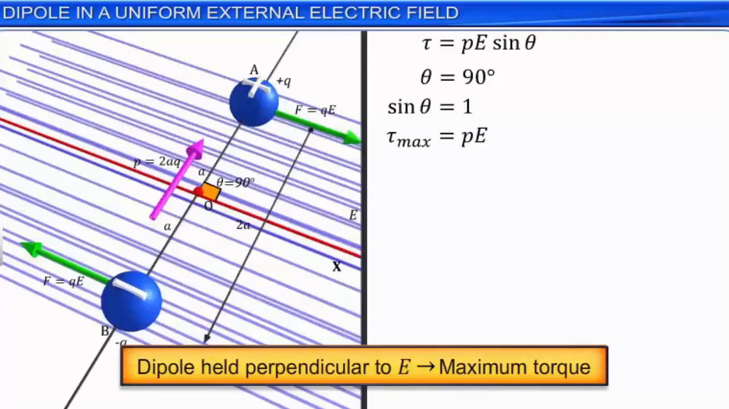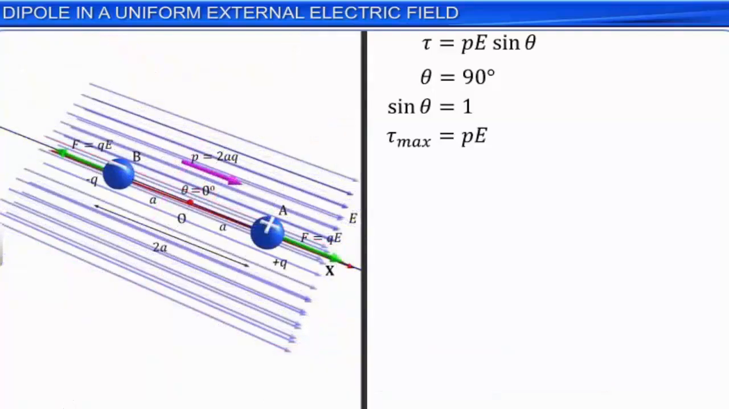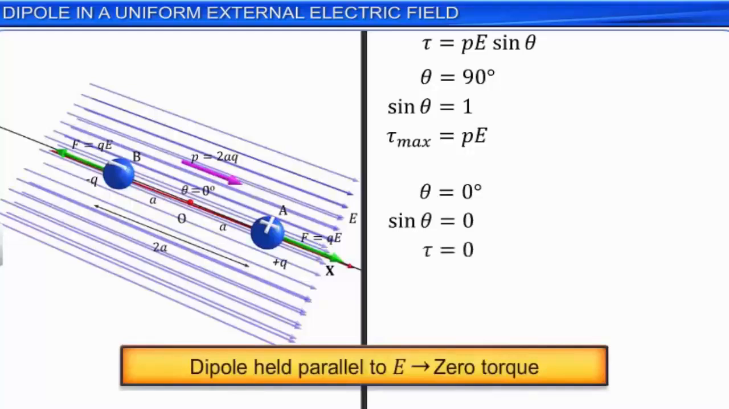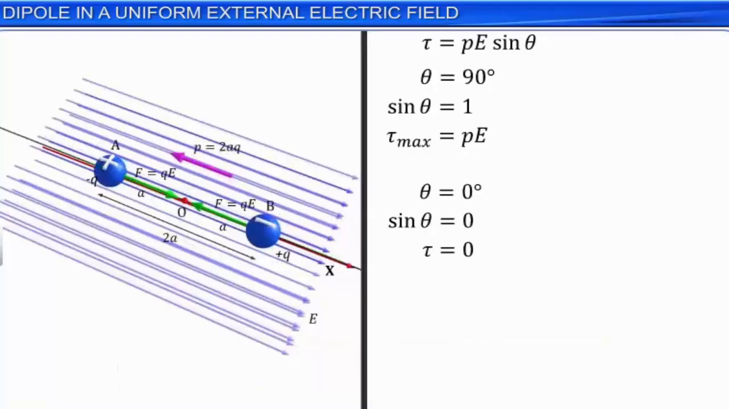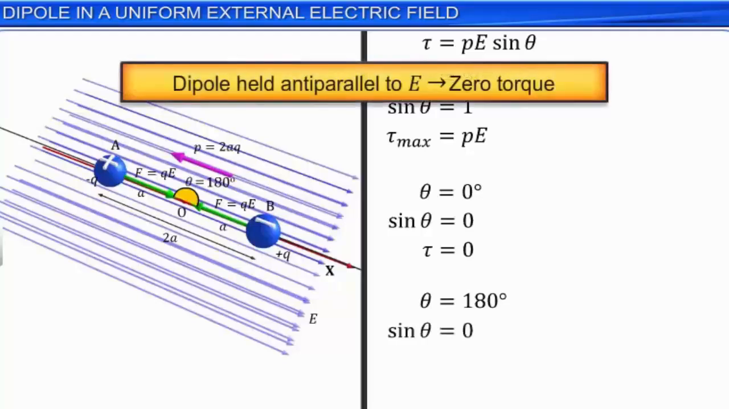When the dipole is placed such that its axis AB is parallel to the external electric field, then the angle theta is equal to 0 and sin theta is 0, and hence the torque on the dipole is equal to 0. When the dipole is placed such that its axis AB is antiparallel to the external electric field, then the angle theta is equal to 180 degrees and sin theta is 0, and hence in this position also the torque on the dipole is equal to 0.